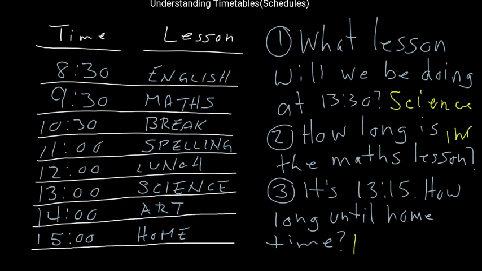Then 1415 to 1500 is not quite an hour. As you can see, that's not quite an hour, is it? So really all you're saying is, how many minutes do I need to go from 15 minutes after to a whole hour? And you should be able to work out that that is 45 minutes.